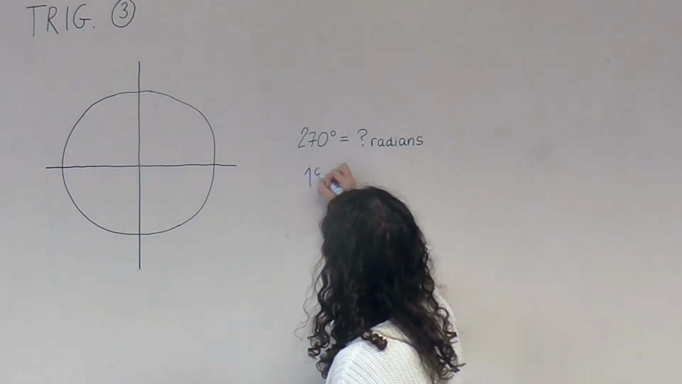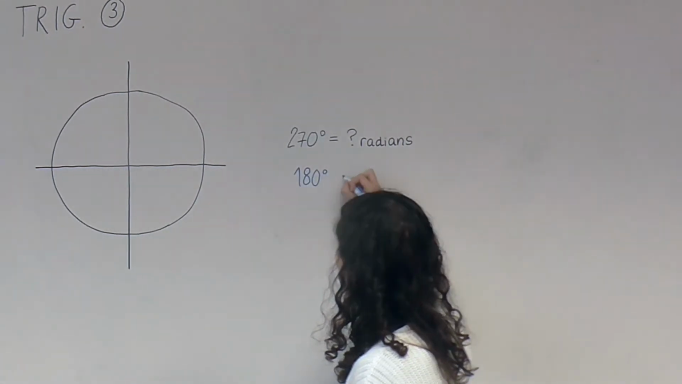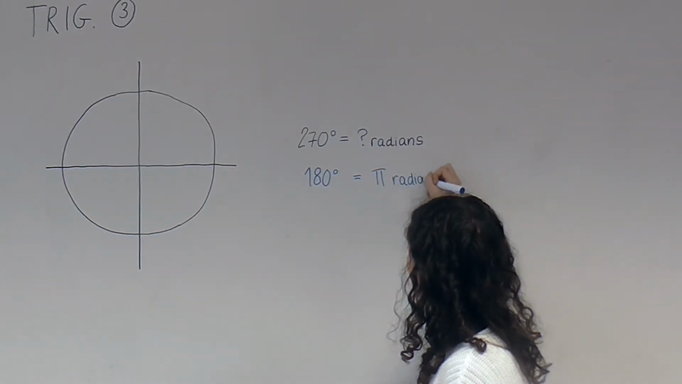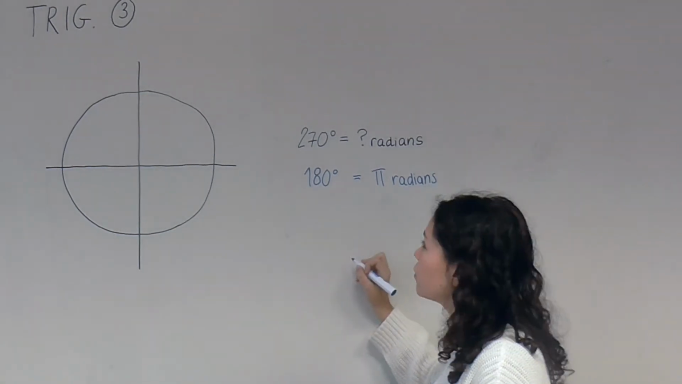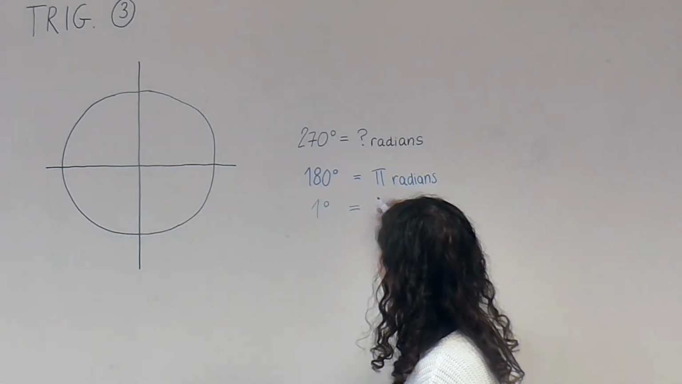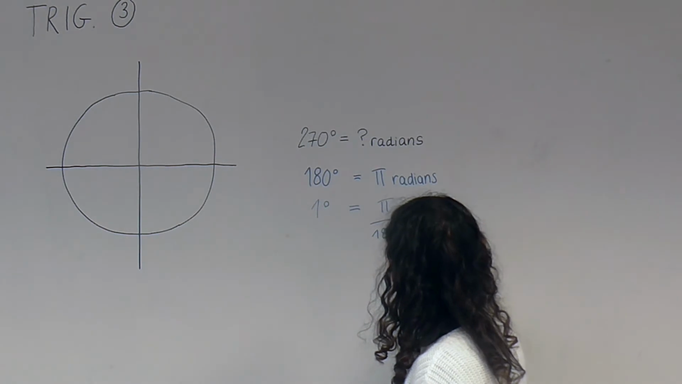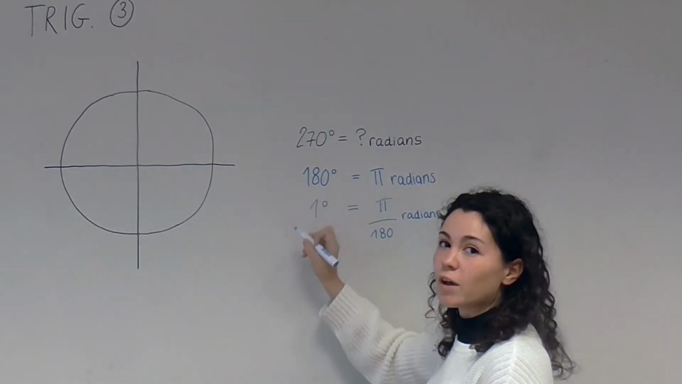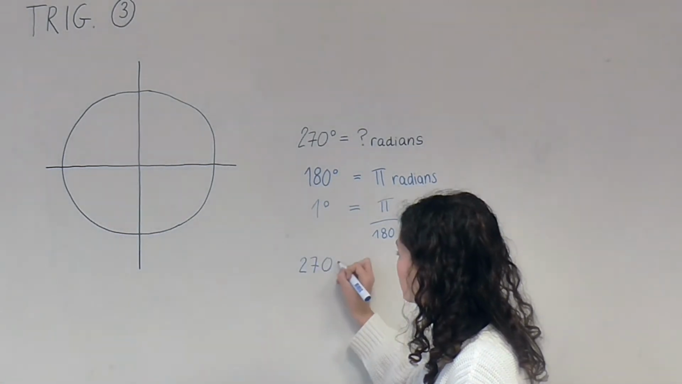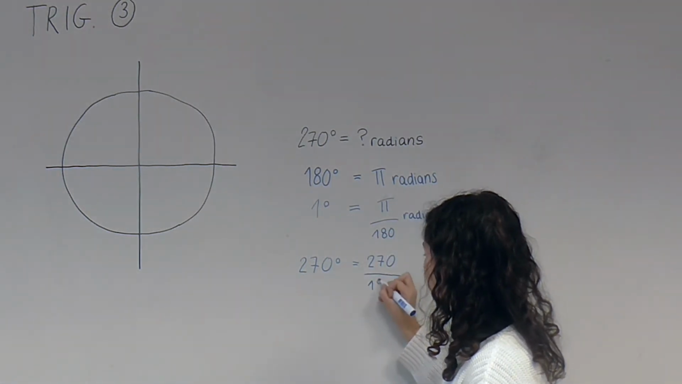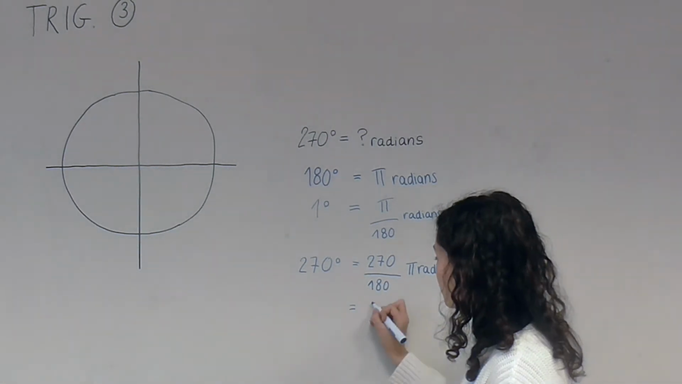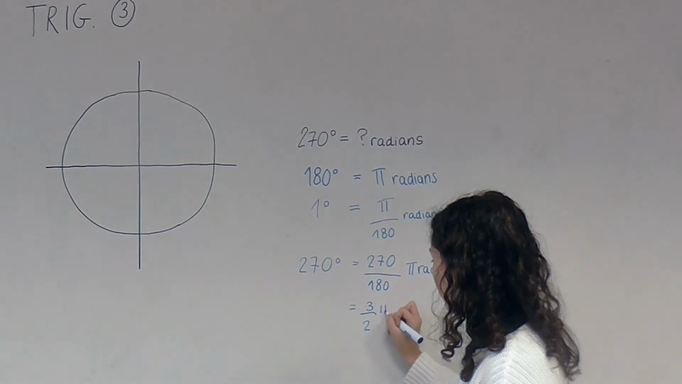So we know that 180 degrees is equal to pi radians. And just this allows us to do some calculations to know how many radians 270 degrees is going to be. So here we just divided by 180, and now we're going to go to 270 degrees. Now if you divide this, what you get is 3 over 2 pi radians.